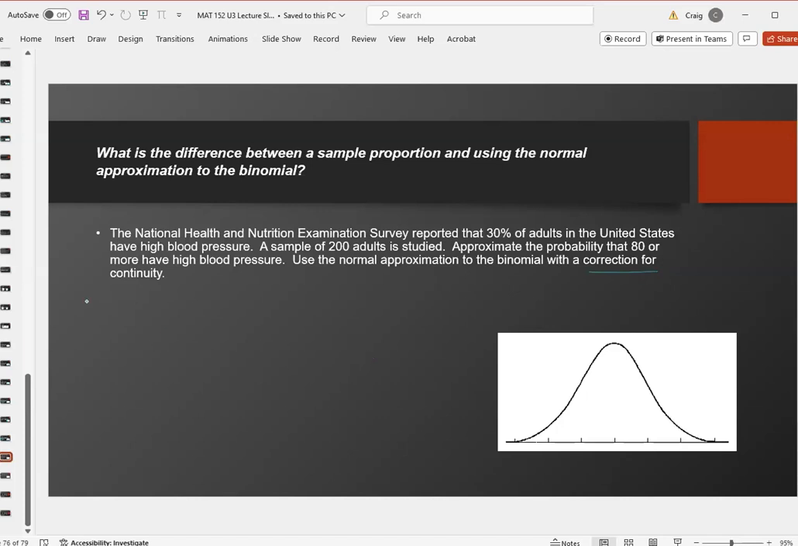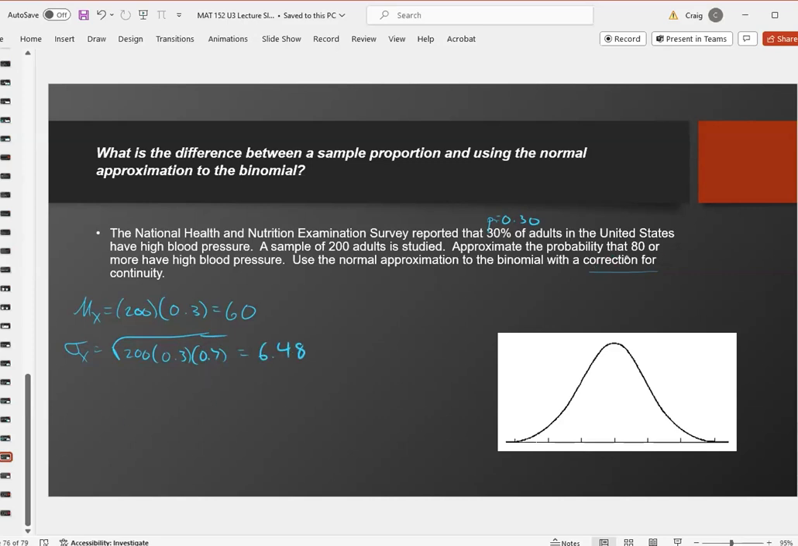Okay. And so here our expected value is n times p, 200 times our probability, in this case 0.3. Let's set the calculator down: 200 times 0.3. That's going to be 60. Okay, the standard deviation is the square root of 200 times 0.3 times 0.7, which is 6.48.